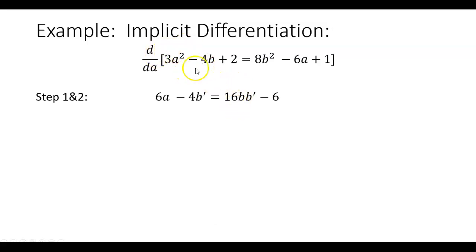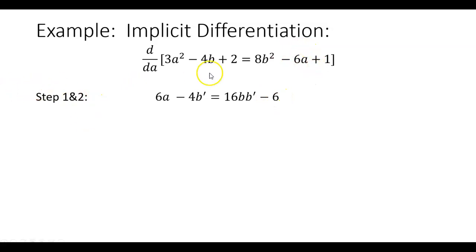So let's take a look at our first outcome there. If I were to apply those first two steps, I would end up with this. The derivative of 3a squared is 6a. The derivative of negative 4b, well, the derivative of negative 4b would just be 4, but we need to put a b prime there because they didn't match. The derivative of 2 is 0. The derivative of 8b squared, just take the derivative like usual, you get 16b, but since the b doesn't match the a, you get a b prime. And then finally, the derivative of this one, you just get negative 6, and that's because the a matches the a, so you just take the derivative like normal.